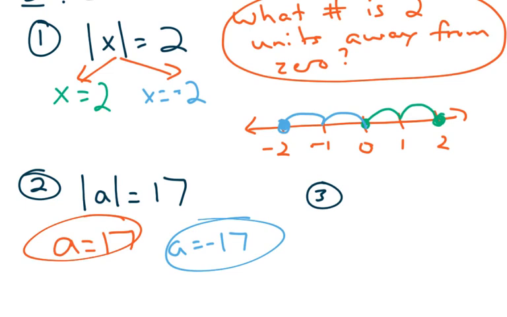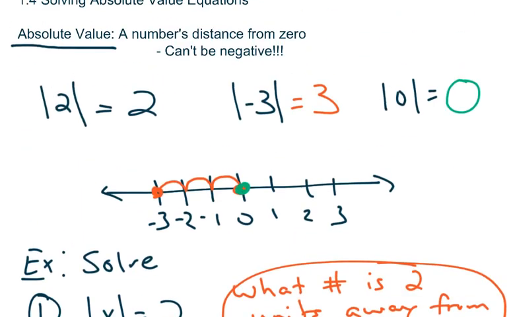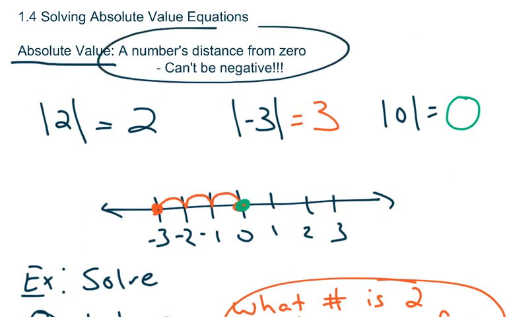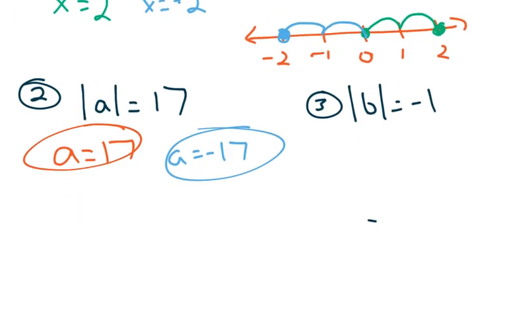Now this one, how about the absolute value of b is equal to -1? If we go back to our definition of absolute value, it's a number's distance from 0, and specifically this part, it can't be negative. So what you're saying here with this equation is what number or numbers are -1 units away from 0? And that doesn't make sense. Okay, there's no numbers that are -1 units away from 0. If we think about this number line right up here, you know, where's -1? Okay, there's 1, but that's 1. That's a distance of 1.